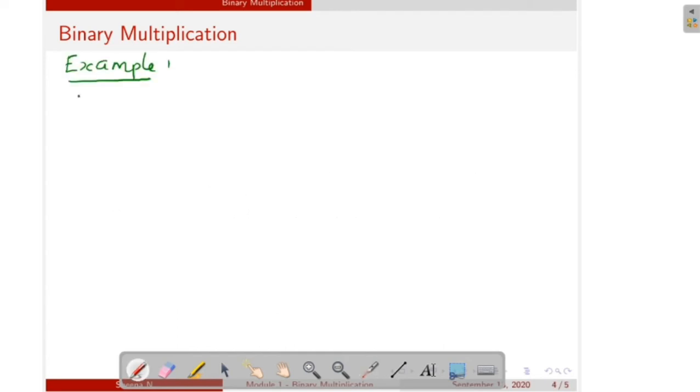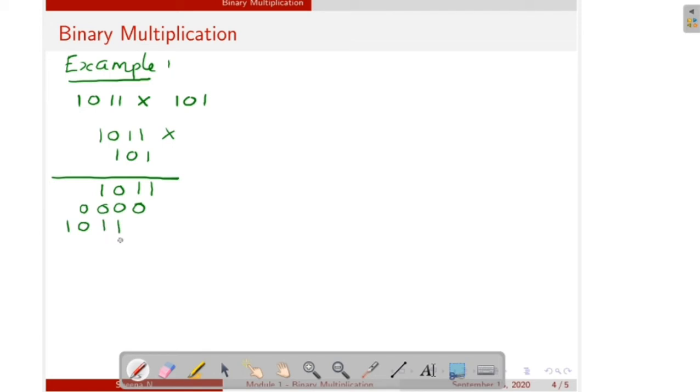Consider the first example, that is 1011 multiplied with 101. So here the first multiplier bit is 1, so the first partial product is 1011 itself. Second multiplier bit is 0, so the second partial product is 0000. Then third multiplier bit is 1, so the third partial product is 1011. Then we add the three partial products.